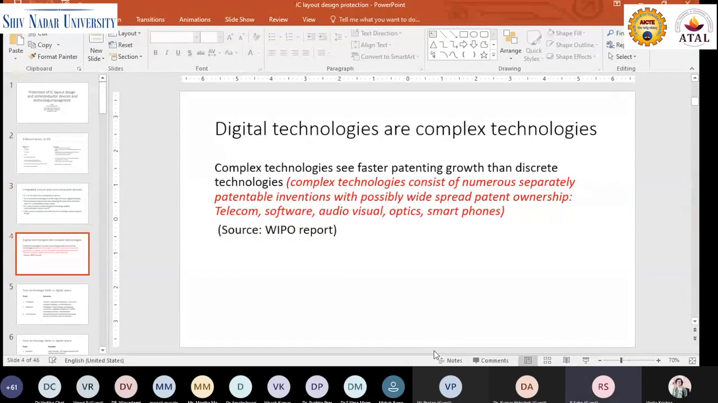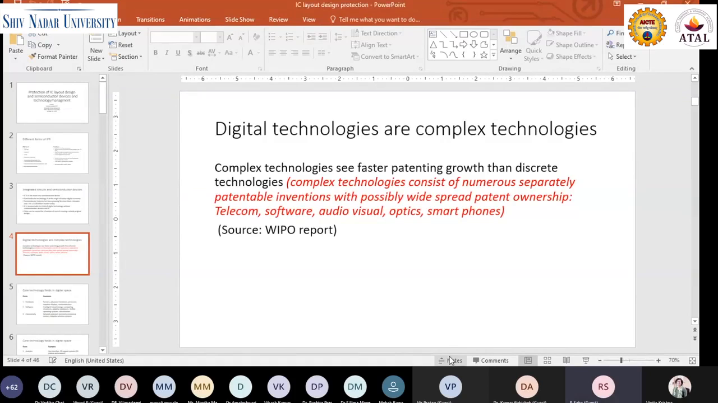So when we talk of digital technology, it is a set of very complex technologies, and complex technologies, in the modern parlance, has a meaning that the technology consists of a large number of patents, possibly widespread patent ownership. That means these patents are not owned by one company, but by a large number of companies coming from different countries, and another essential feature is that they are according to certain standards.